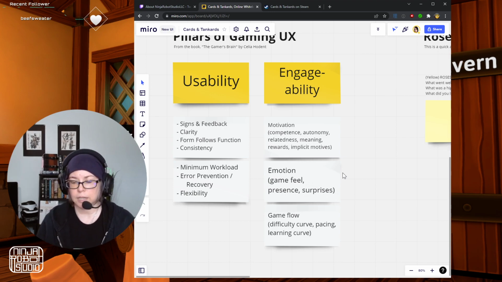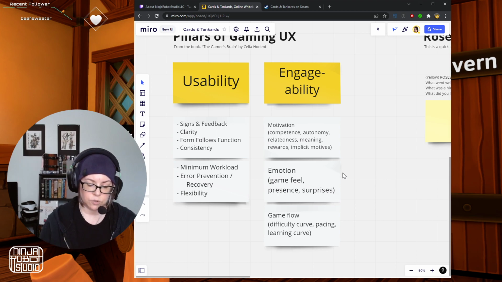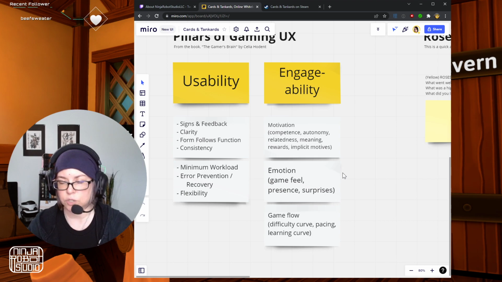And then emotion is the game feel and presence. That's the polish of the game. It's like the controls, the camera, the character. Those are the 3 C's: control, camera, and character. And you also care about presence and the physical reality. And you want to enable discoverability and surprises.